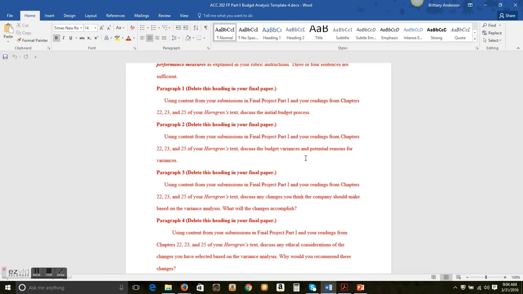If we decide to lay off people and bring in more experienced workers, what's my ethical thought process behind that? And what can I look at that could become ethical issues in that decision? Okay, so again, we're looking at those ethical considerations as well. So you're going to then begin to form your paragraph 4.